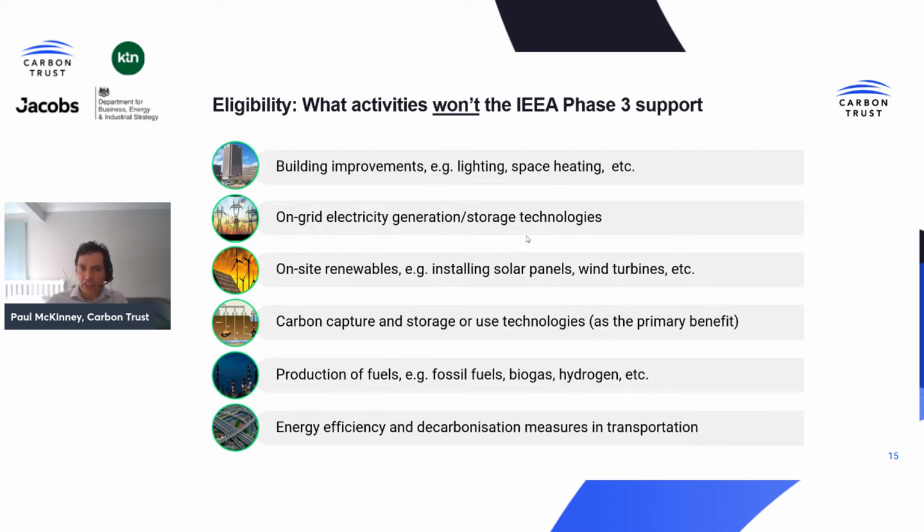On-grid generation or storage technologies, potentially storage technology. So we heard about Prisma earlier, where there's a storage which is reducing the energy use on site. So that can be in scope. But if it's just about storage for on-grid supply, then that's not in scope. On-site renewables, so solar panels and wind turbines, are not in scope.